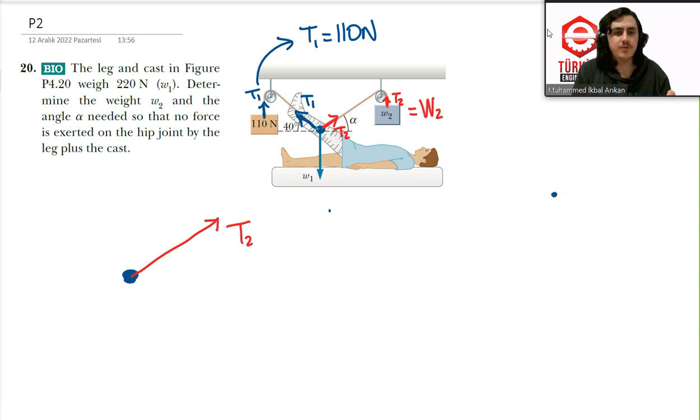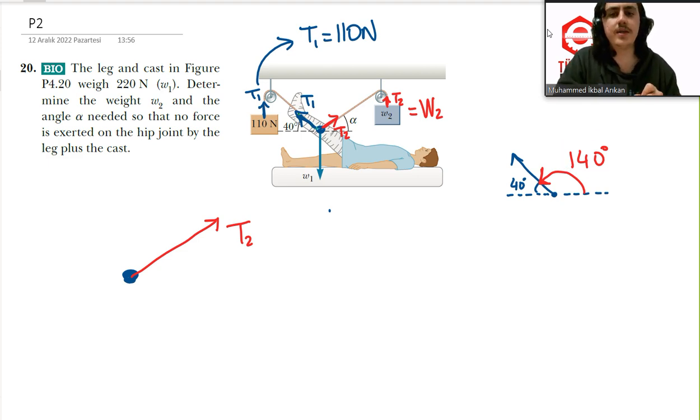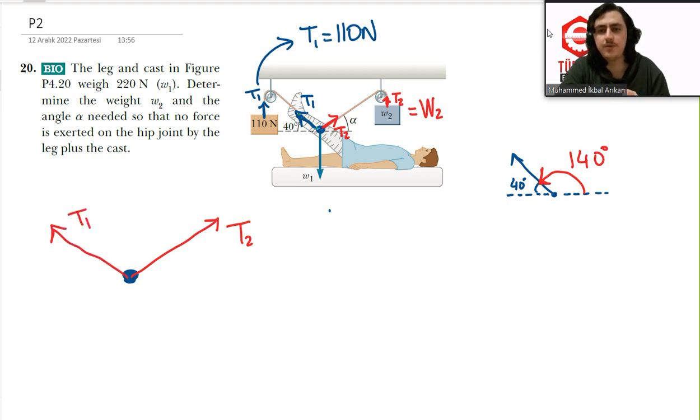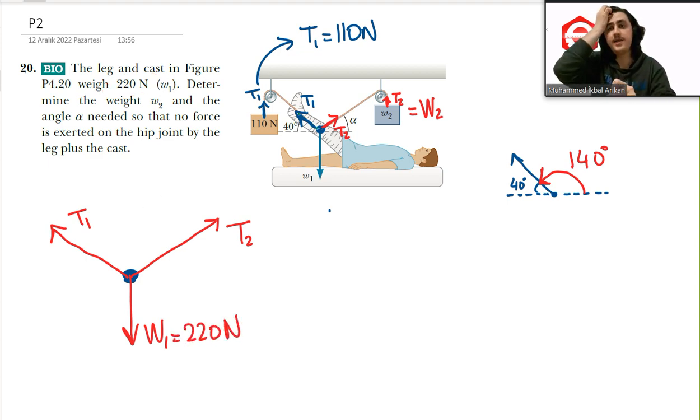So let's put T1 to find the real angle. Here I know that it's 40 degrees, but I must use the angle which is coming from the positive x-axis. So I must use this one. Actually, this one is 180 minus 40, which will be just 140 degrees. So for calculating T1 components, I will use this angle. I have T1 here, and I have weight 1. Weight 1, which one I know? Weight 1 is just this, 220 newtons.